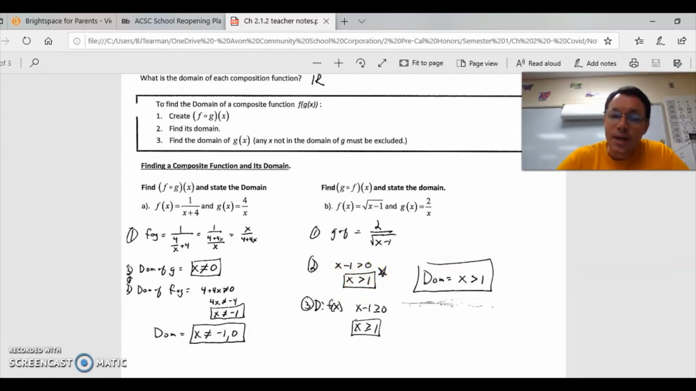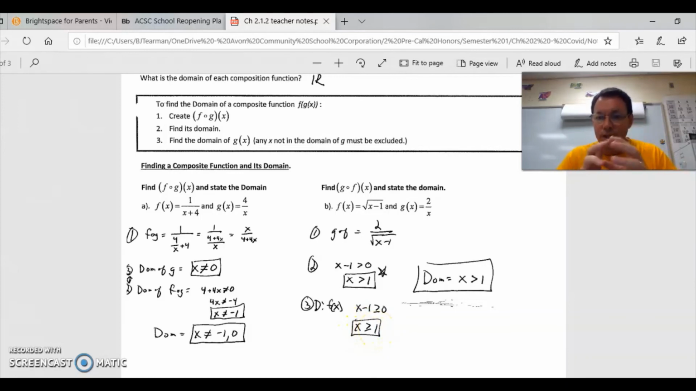Fine. Then I went back and looked at the original function that got placed inside the other one. In this case, it was function f. That was our starting function. So I looked at the domain of that. And now this one is not in a fraction, so I just said x minus 1 is greater than or equal to 0. I solved it and I got this. Now, these two answers kind of go against each other. This one says x is greater than 1 and this one says x is greater than or equal to 1. So there's a little discrepancy there.